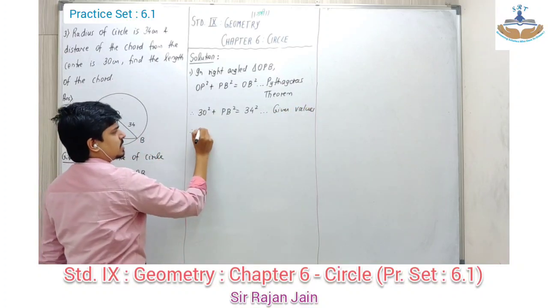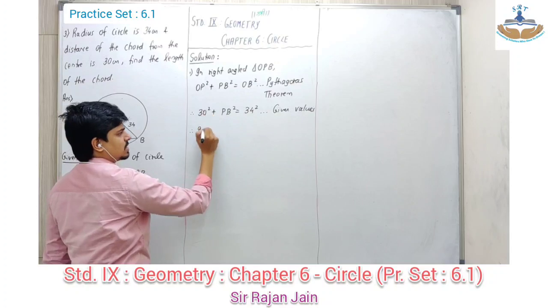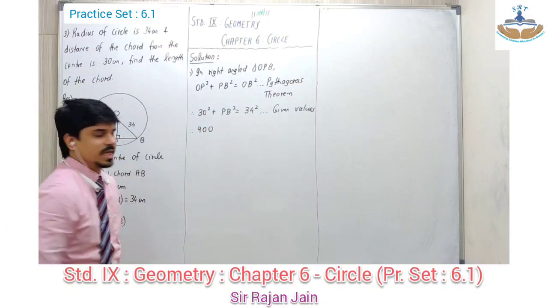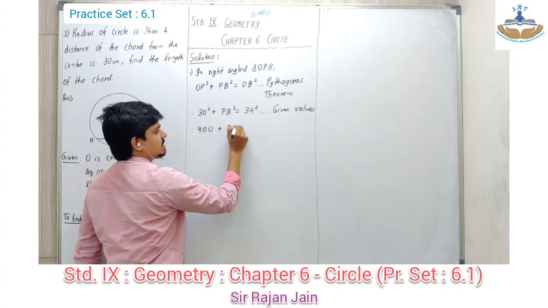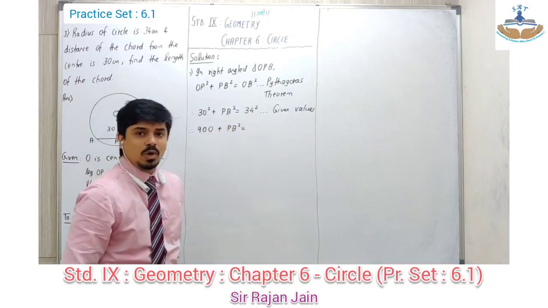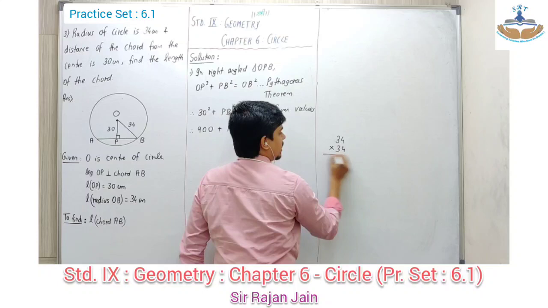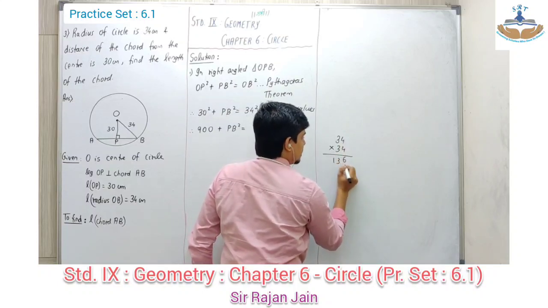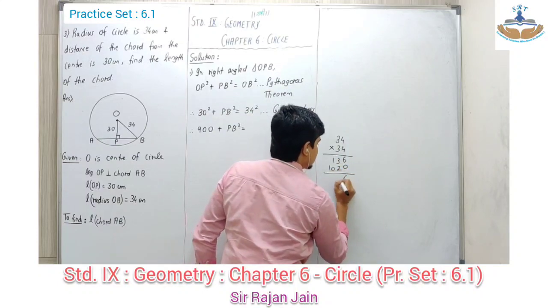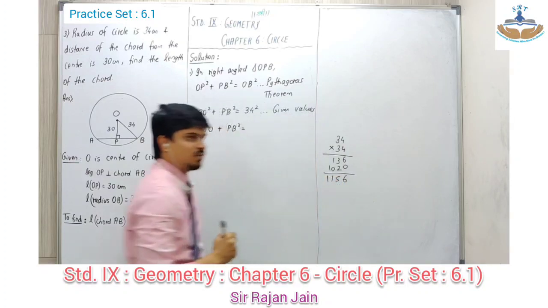Now 30 square: 3 square होता है 9. 0 का square में there will be 2 zeros that I will write. Plus PB square is equal to, now I want 34 square. One option is you directly do 34 into 34. 4 4 16, 1 carry, 3 4 12, 1 carry, 13, 1 1 1 1 5 6 आएगा.